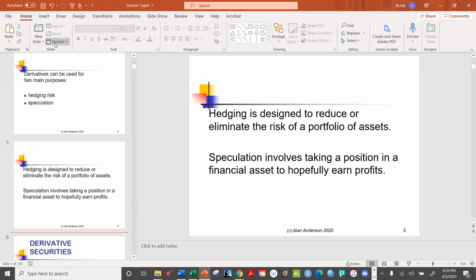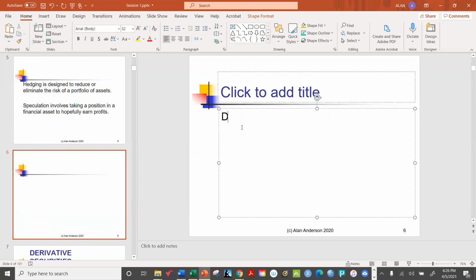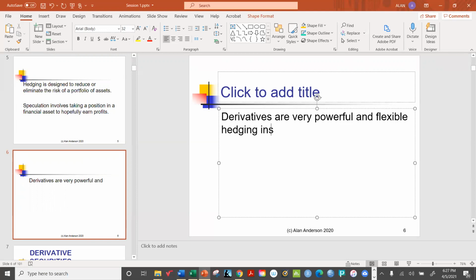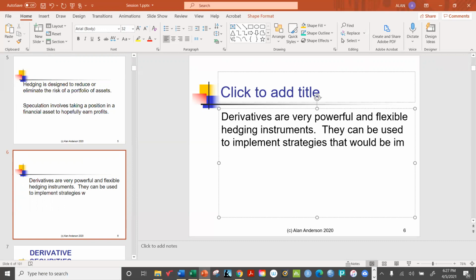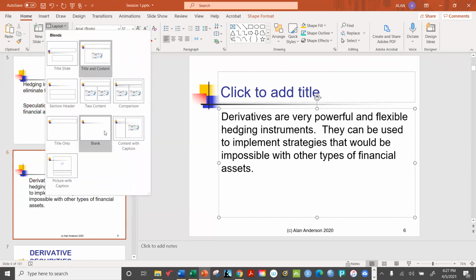So it turns out that derivatives are particularly well suited for both of these activities. Derivatives are very powerful and flexible hedging instruments. They can be used to implement strategies that would be impossible with other types of financial assets. That's one of the big deals about them. They're very powerful and flexible. They're designed for exactly this type of thing.